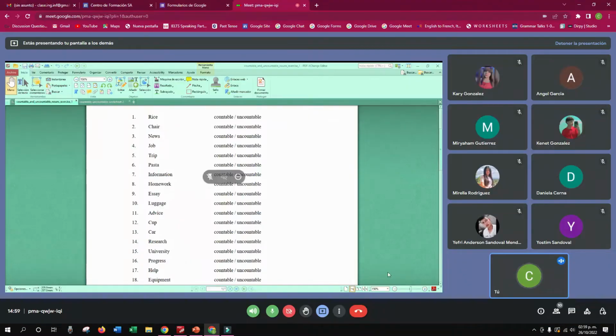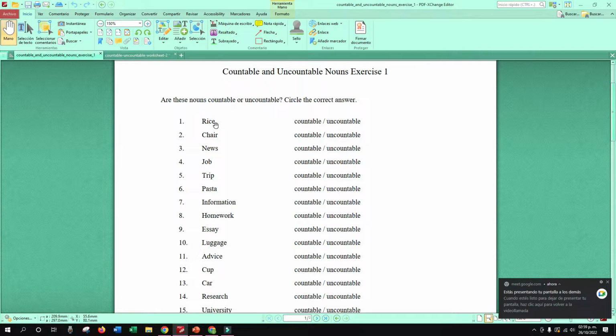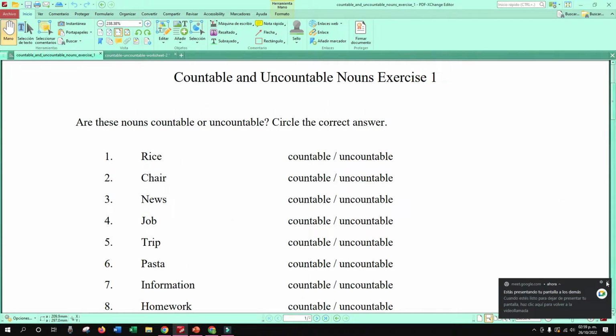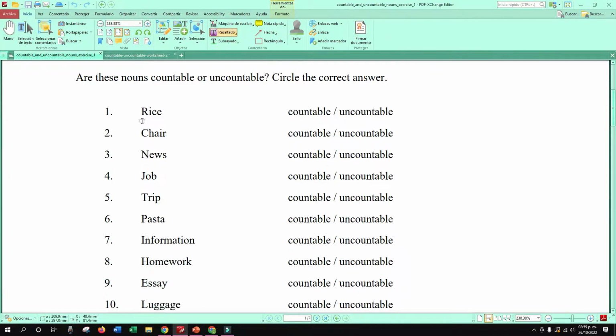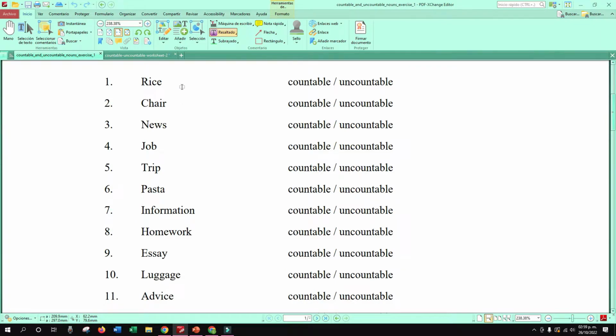Let me share. So look, there you have the first exercise. So it says, are these nouns countable or uncountable? Circle or choose the correct answer. For example, if we have the number 1, rice. Rice. Do you think it is countable or uncountable? ¿Tú sabes que podemos contar el arroz o es incontable? Incontable. Es incontable, teacher. So there is, look, uncountable, right? So rice, uncountable.